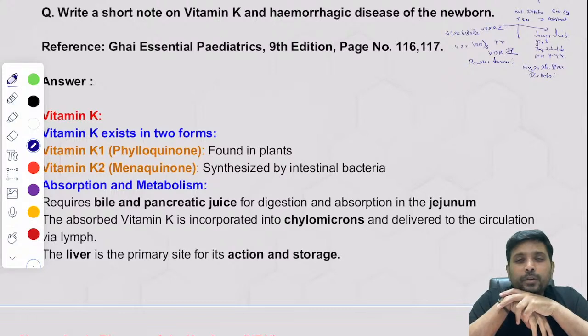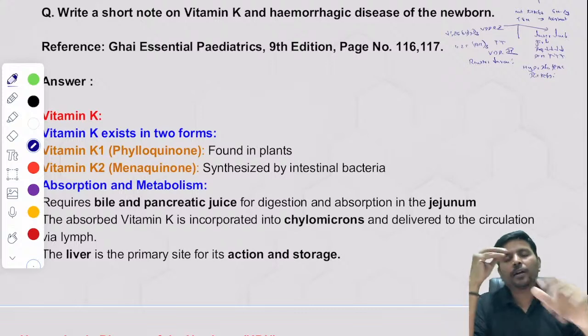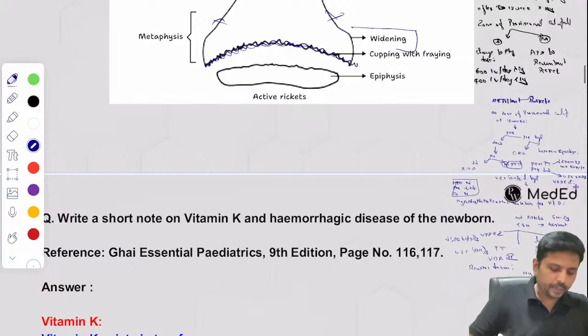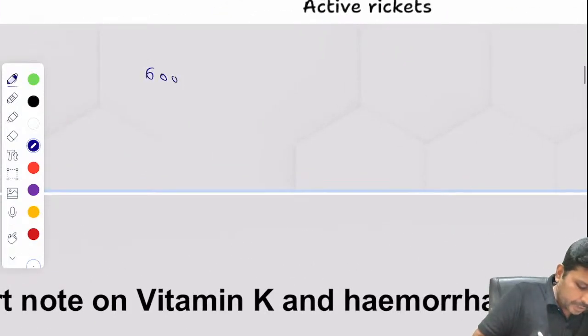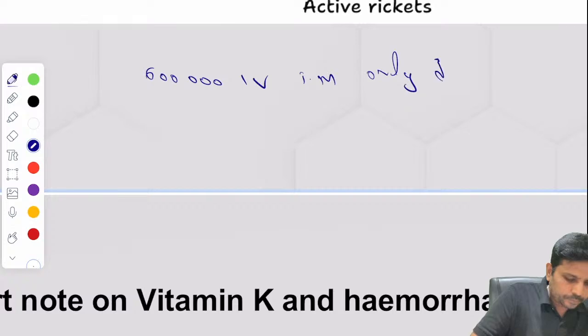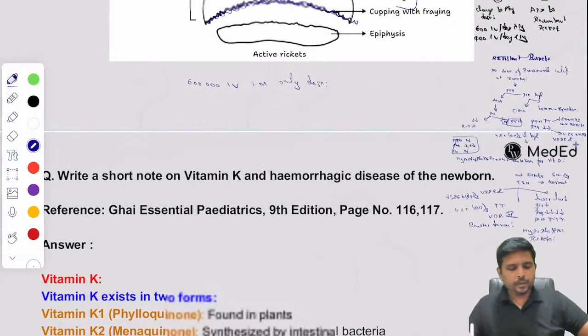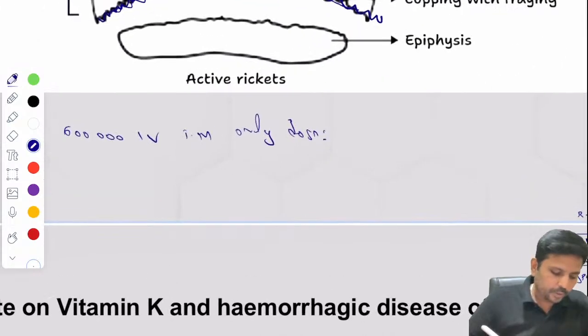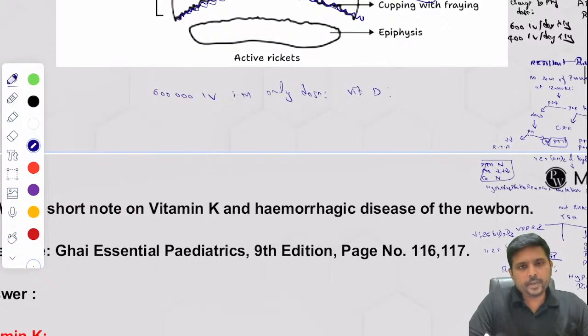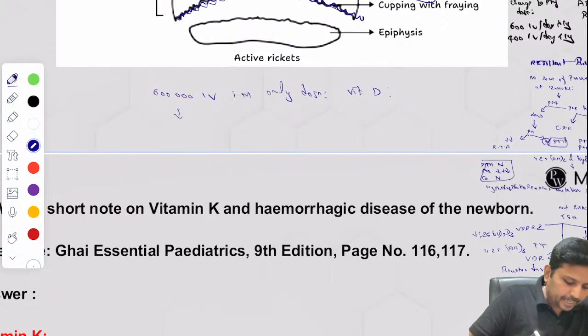What are all the head to foot manifestations of vitamin D deficiency? How will you correct vitamin D? What is the old regimen? What is the new regimen? Old regimen, sorry, I didn't tell you. Old regimen is 6 lakh international units administered intramuscularly, only one dose. Which one? Vitamin D. 6 lakh international units, but later it was changed to 3 lakh international units.